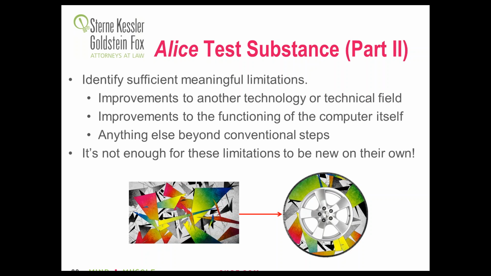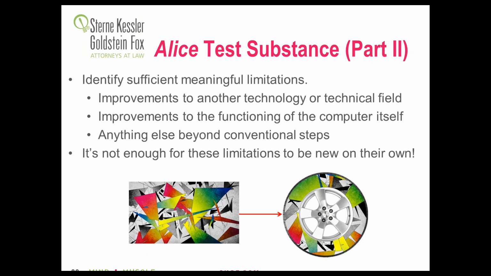That's one option. Certainly improvements to the functioning of the computer itself. This is very similar to the technical arts test in Europe. In the EPO, they don't allow software per se, but if you can show that the change actually affects how fast the computer runs or how it operates, maybe there's a more efficient mode of operation there, then that can overcome the issues, and I think the same would apply here. Anything else beyond conventional steps? As we mentioned earlier, that's one that you have to give some weight or some balance to.